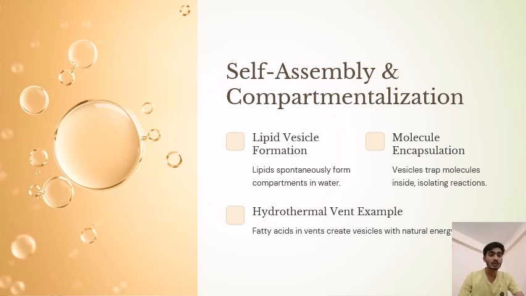Examples of compartmentalization. Cells. Organelles like mitochondria, nucleus, and endoplasmic reticulum. Organisms. Tissues and organs with specific functions. Synthetic systems. Artificial compartments such as vesicles and microreactors.